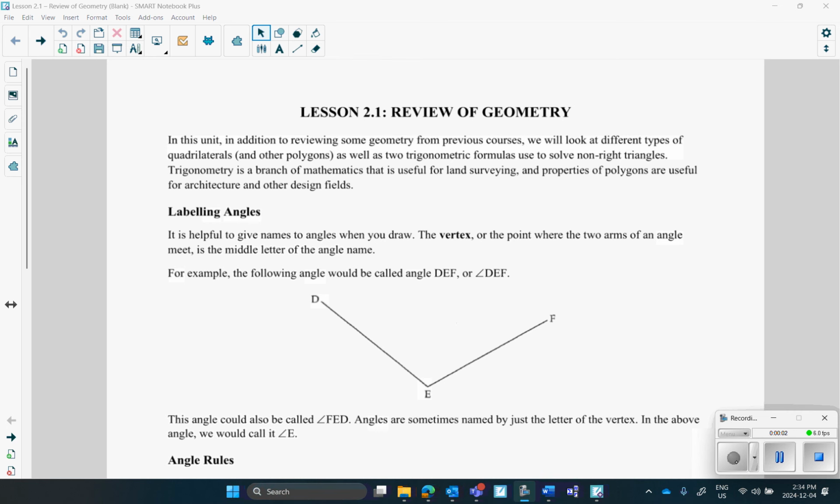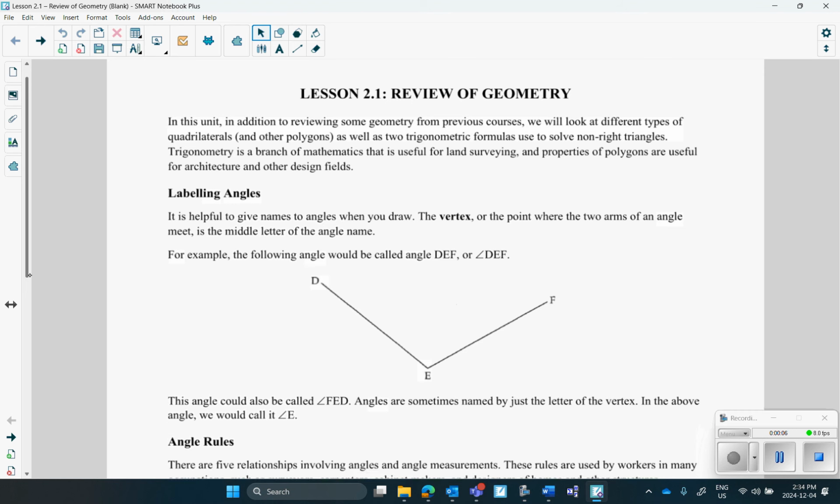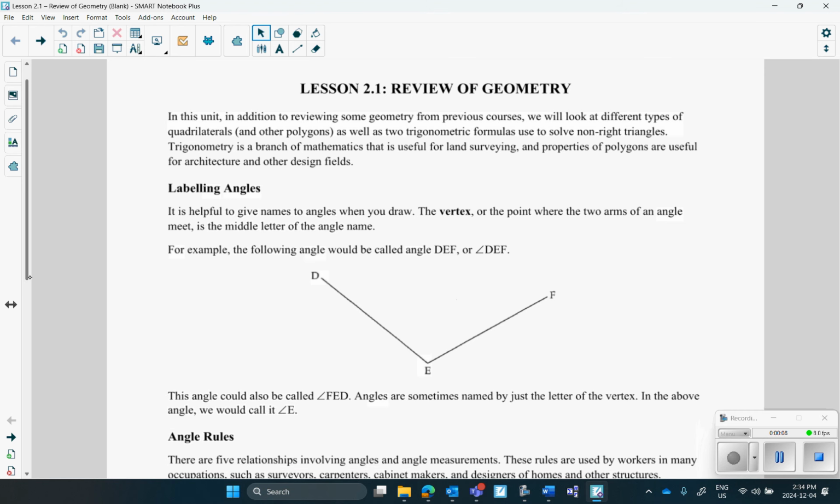Just to start off, we're going to look at geometry first. Okay. So we're going to talk about how angles relate to each other, how we name angles, and then we're going to move to four-sided shapes, and then we're going to move to triangles, like I said, where we can use trigonometry to find some missing information.